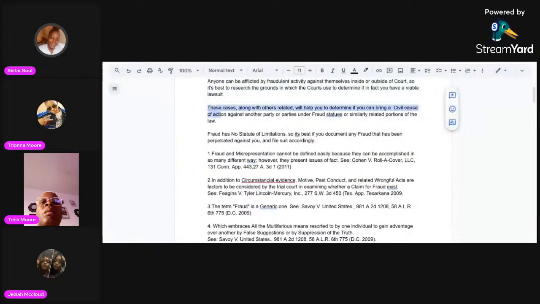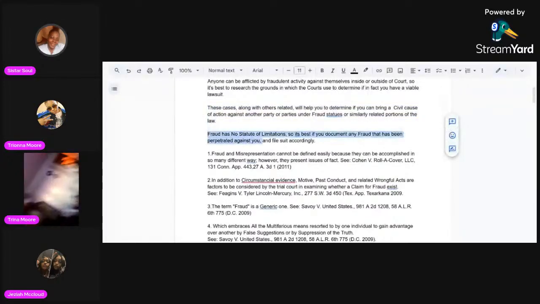These are some cases we're going to read to get a brief description. These cases, along with other related ones, will help you determine if you can bring a civil action against another party or parties under fraudulent statutes or similarly related portions of the law. Fraud has no statute of limitation. This is very important. That's why I was telling you guys about going back to all these different places that you've given your information to.